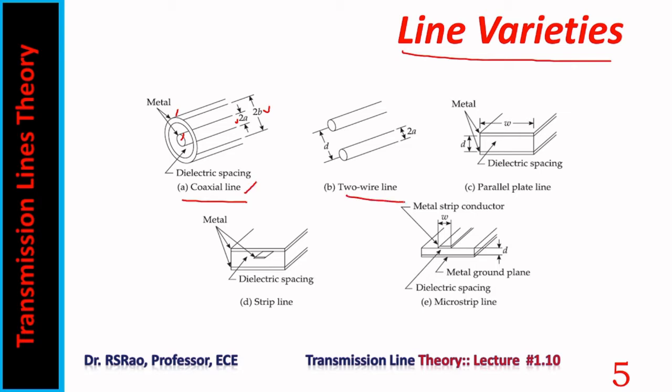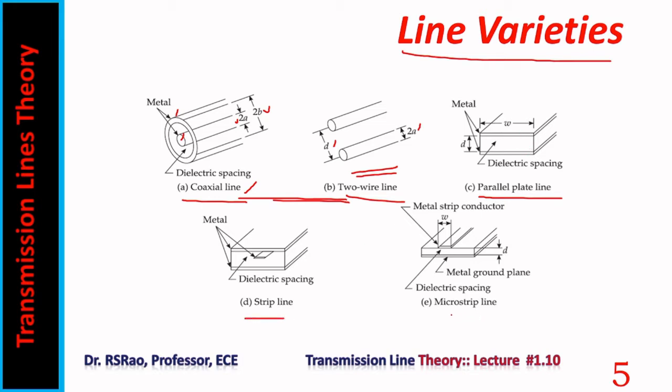Coaxial line. 2-wire line. 2 conductors, parallel conductors, they are running side by side, separated by distance D. Diameter of each conductor is 2a. These are widely used, commonly seen lines. 2-wire line is a low frequency line, whereas coaxial line, usually it is used at high frequencies. Parallel plate line is also there. 2 plates separated by certain distance. Metal plates are separated by distance.